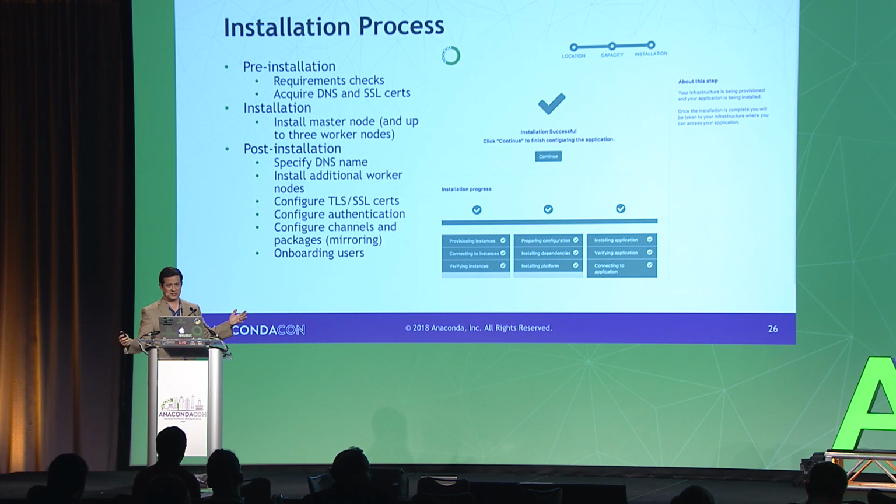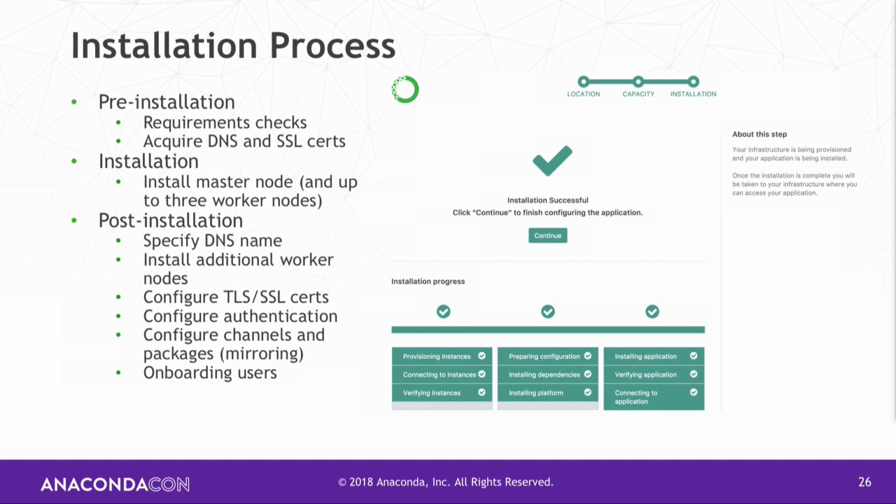The installation process is very straightforward. Like any enterprise application, there are pre-installation requirements checks. So I mentioned earlier the CPU, memory requirements, kernel modules, disk requirements. We're checking all that for you as part of the installation process, and we'll flag on every single node. We'll check and make sure that those are set correctly to prevent data loss and to ensure performance. This is typically the point where you're acquiring DNS records and SSL certificates, TLS certificates.